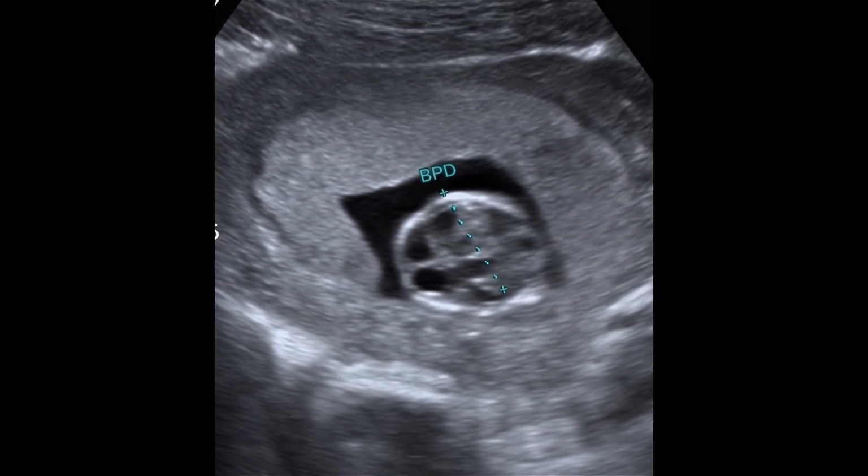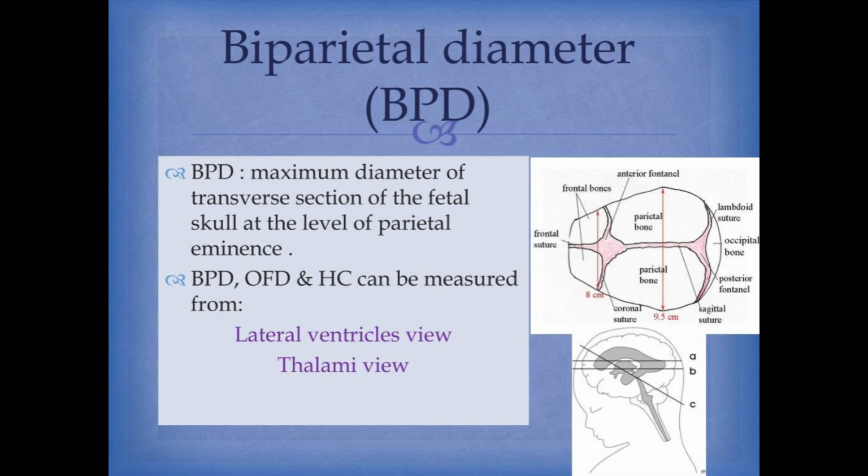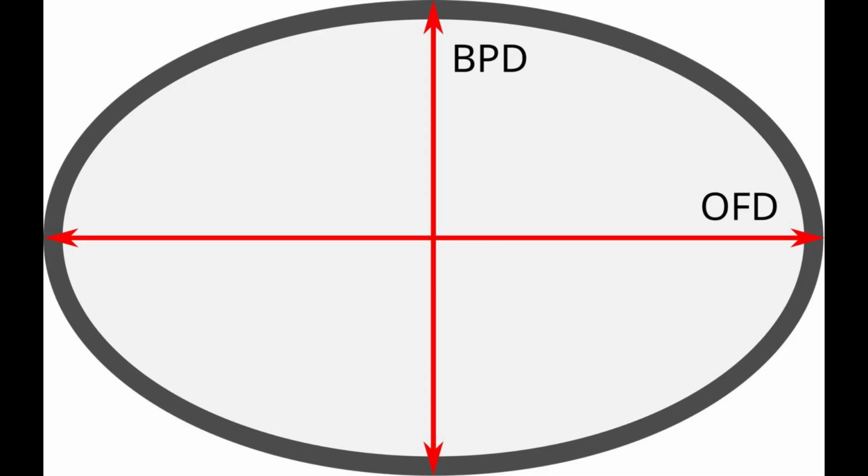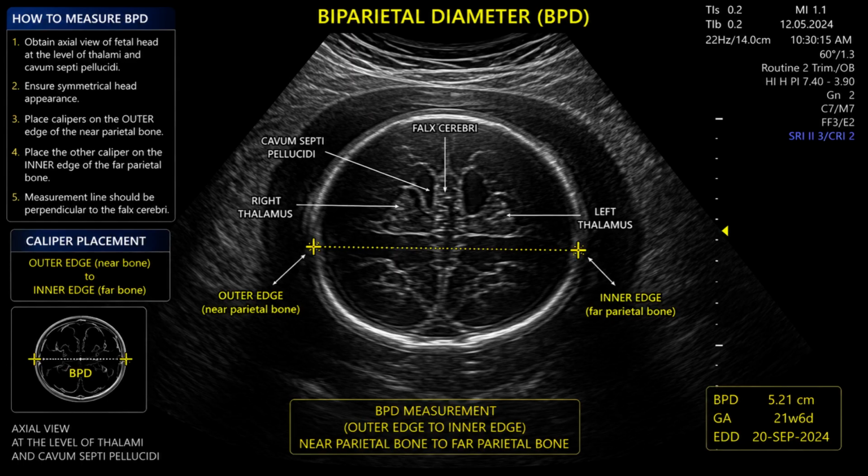Practical tips. Obtain a true axial section, identify CSP and thalami, ensure symmetrical skull appearance, use outer to inner caliper placement, confirm measurement with head circumference, and compare findings with gestational age charts.